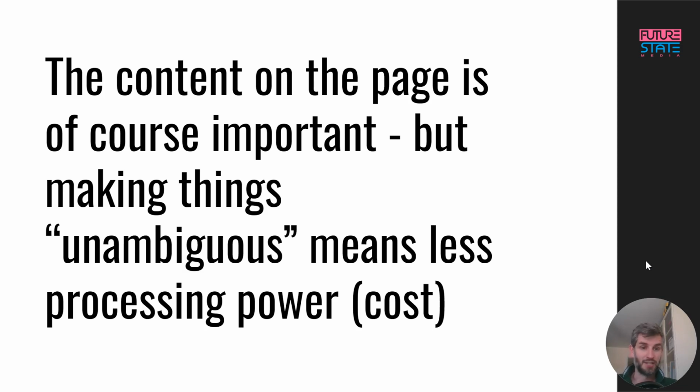The content on the page, of course, is important, because if you were talking about New York City and you were talking about the various landmarks in New York City, that would be a real good indicator to Google that you were talking about the city and not the state. And equally, if you were talking about places within the state, that would be an indicator that you weren't talking about the city. But Google has to use its thinking brain, its thinking energy, to figure that stuff out. Whereas making things unambiguous means the processing power to understand your page and rank it costs less.